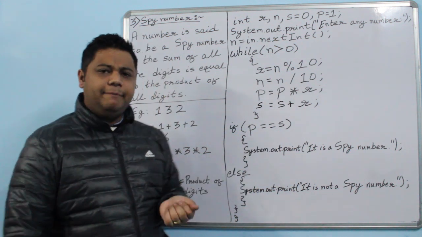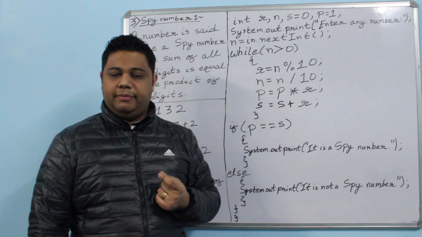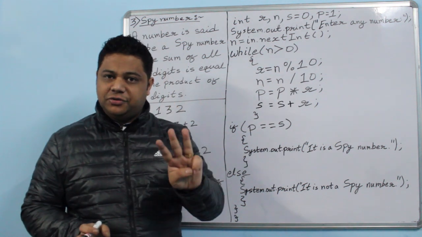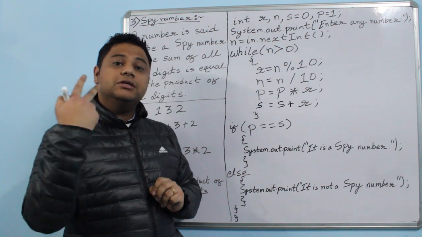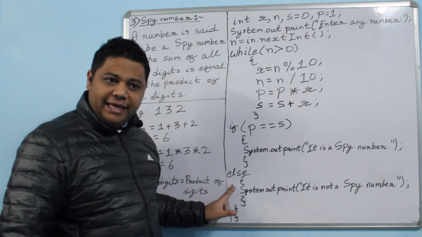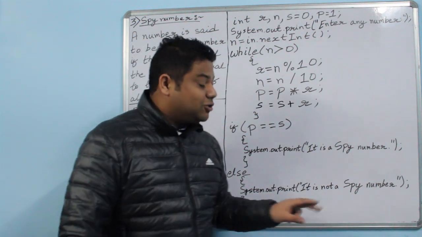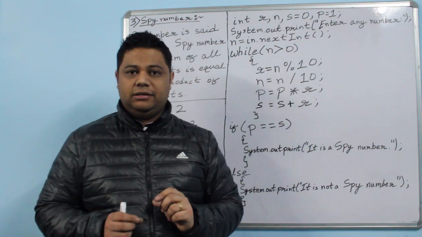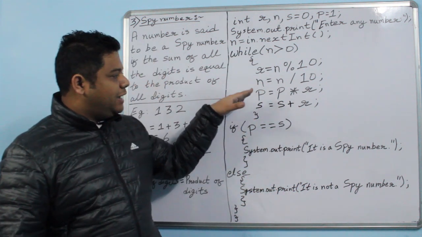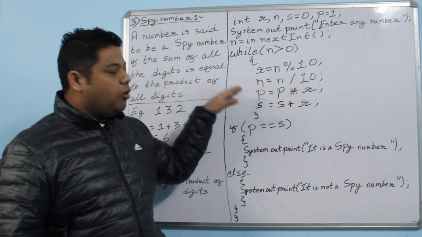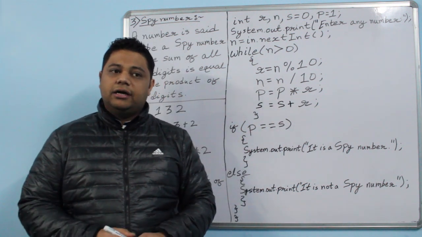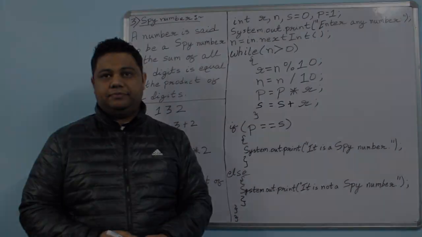We can take one example, suppose 12 is the number. So 1 plus 2 is 3, so the sum of digits is 3. And the product, 1 into 2, is 2. So 3 and 2 are not the same, so it will go to the else part, and the else part will display it is not a SPI number. So this way we do the third program. The only thing we have added over here is one more operation inside the while loop. So this is how we complete the program.